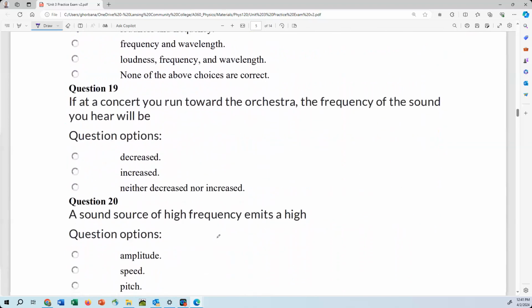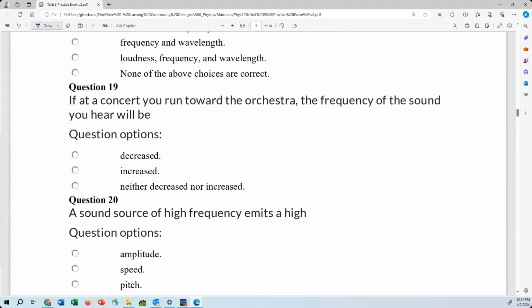So number 19. If at a concert you run toward the orchestra, the frequency of the sound you hear will be... what is the Doppler effect? What the Doppler effect says, okay, when the sound source is moving toward you, the frequency increases, yes? The frequency will increase.